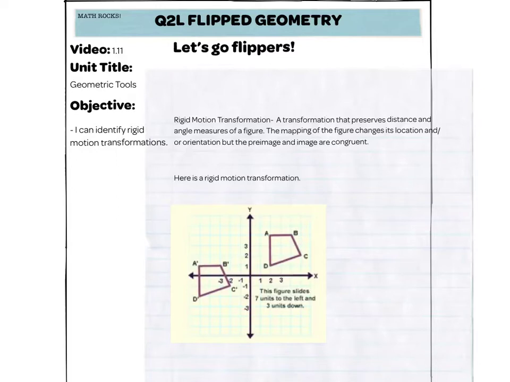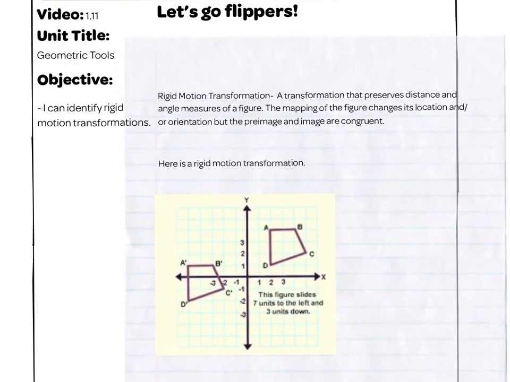This is geometric tools, and your objective is: I can identify rigid motion transformations. So let's go, flippers. A rigid motion transformation is a transformation that preserves distance, so that's a very important word, and angle measures of a figure. The mapping of the figure changes its location and orientation, so two more important words, location and orientation, but the pre-image and the image are congruent.